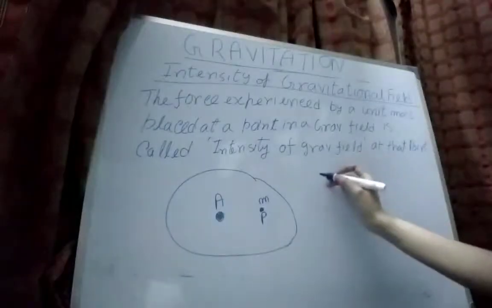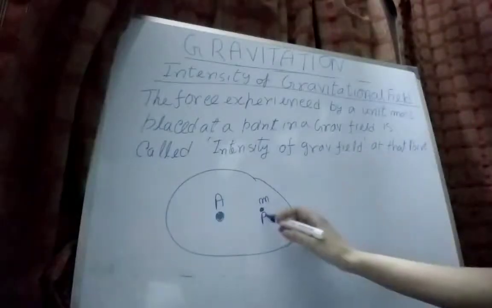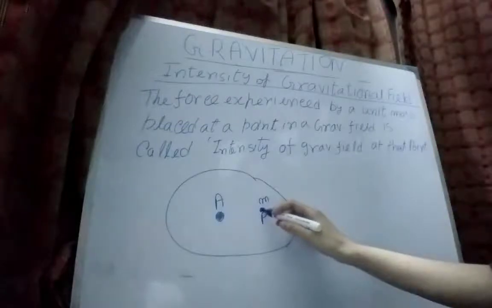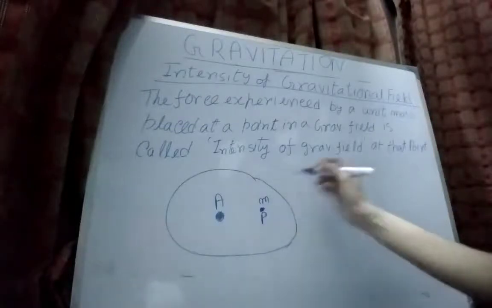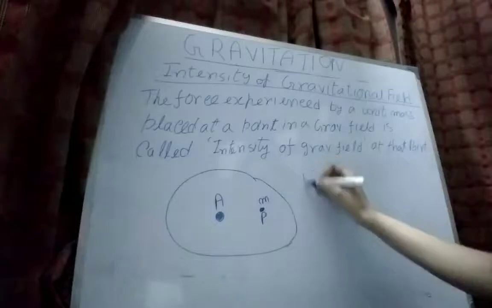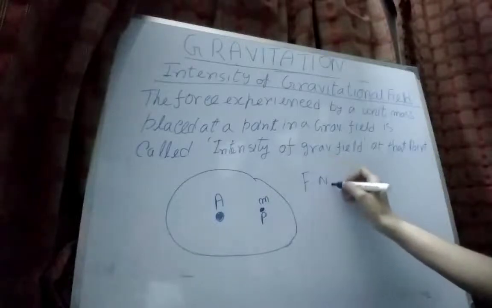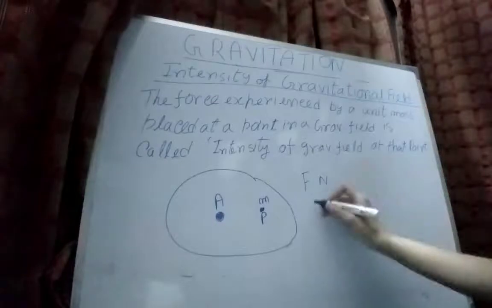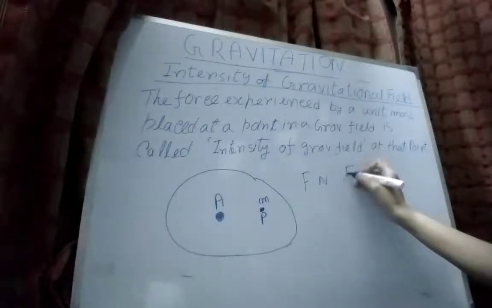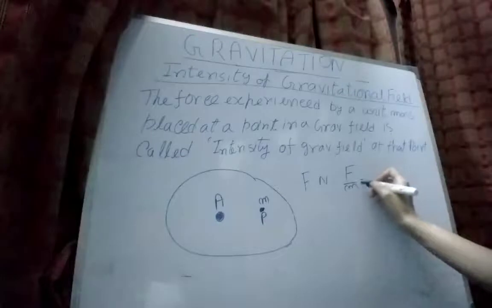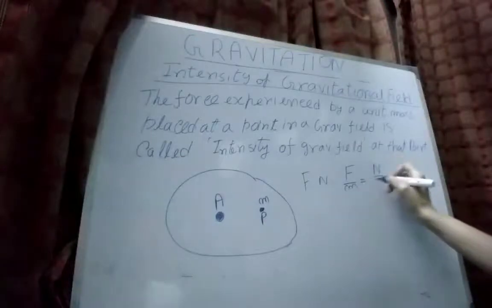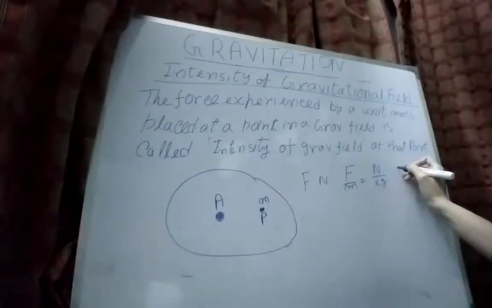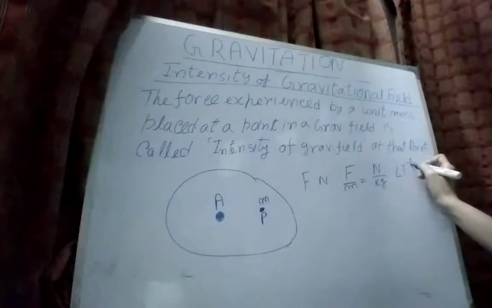Now, suppose this unit mass M is experiencing the force F Newton, then the gravitational field strength will be F by M, that is Newton by kg, and the dimension is L t to the power minus 2.